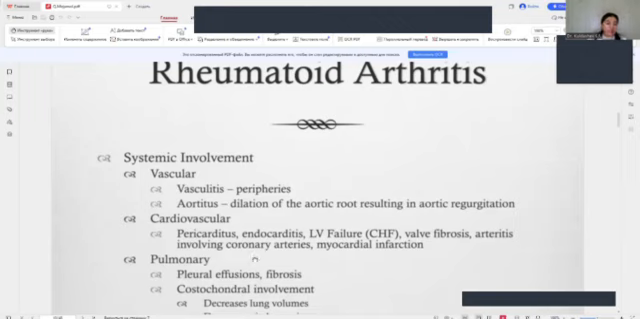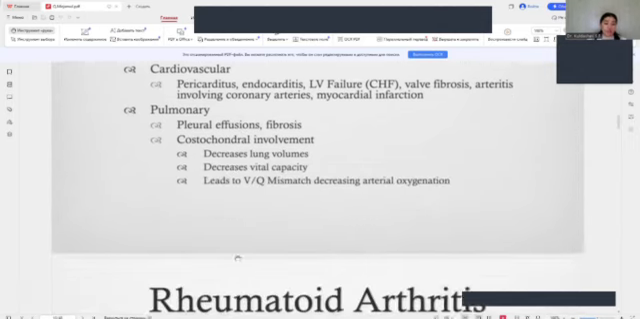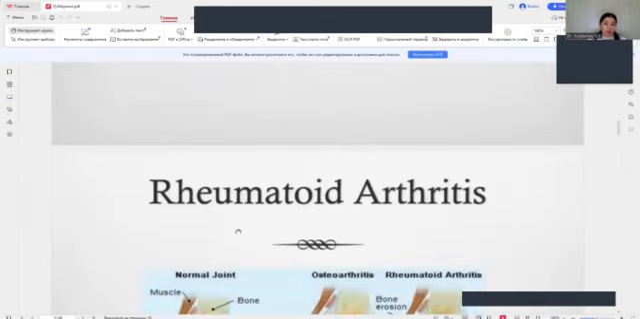Systemic involvement would be from the vascular side: vasculitis, aortitis. Cardiovascular side would be endocarditis, valve fibrosis, and so on. From the pulmonary system would be pleural effusions, fibrosis, and other things. Here you can see neuromuscular, hematologic, and liver and kidney problems.